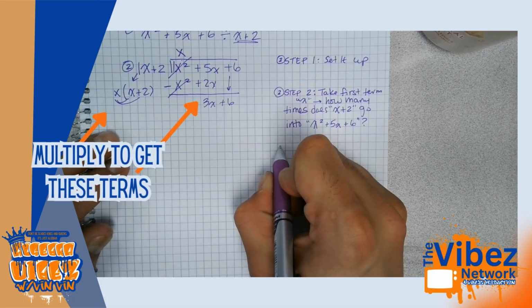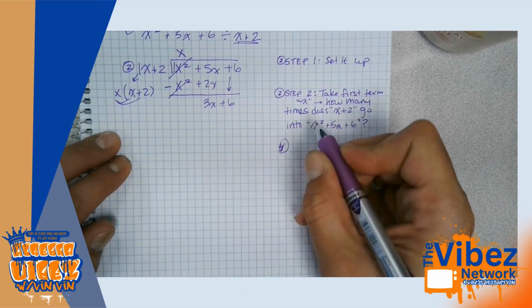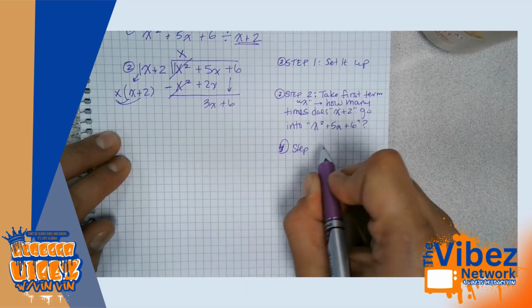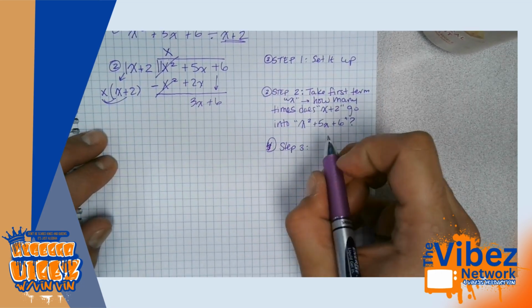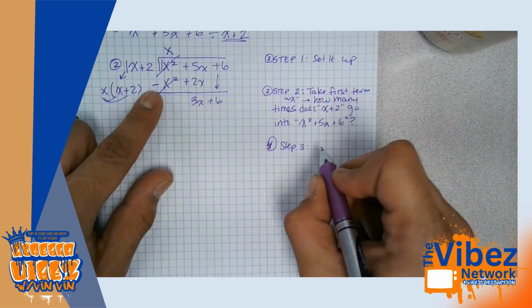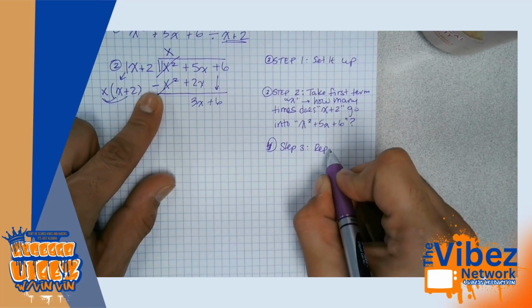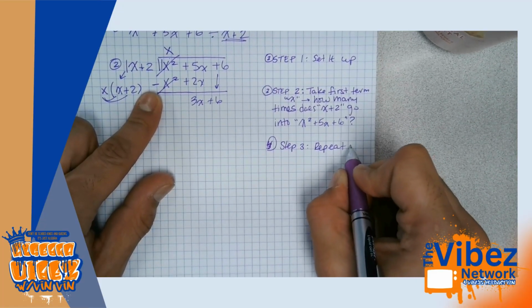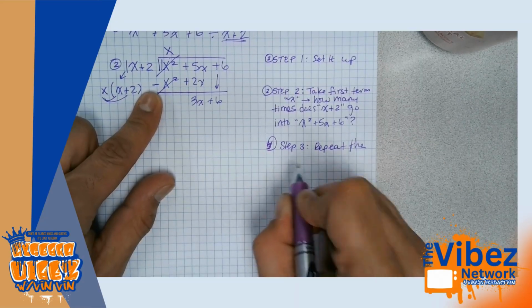So our step 3, well really 4, but step 3, is for us to now ask ourselves, we're going to repeat the process, I guess we'll say. It's the easiest way to say it, repeat process. All right?